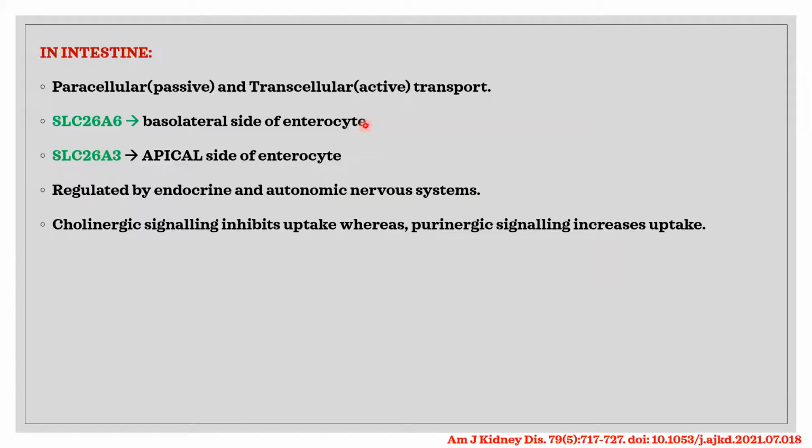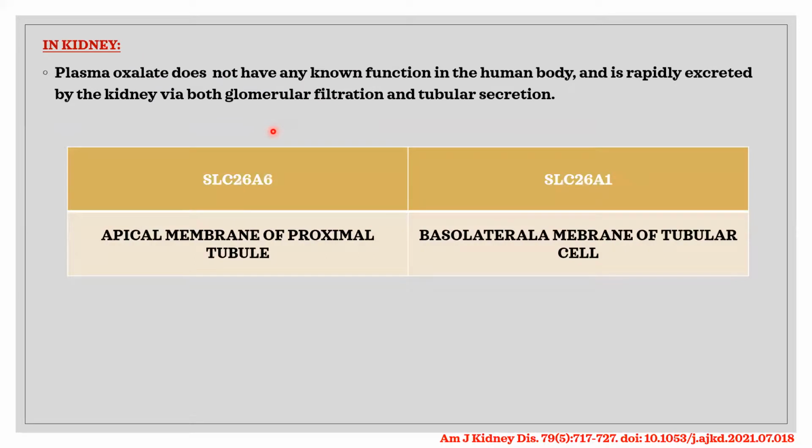and this oxalate is eliminated by the kidney. In the intestine, oxalate absorption mainly happens through paracellular and transcellular transport. SLC26A6 and SLC26A3 are the two transporters which help in the intestinal absorption. In the kidney, plasma oxalate doesn't have any known function in the human body, and it is rapidly excreted by the kidney via both glomerular filtration and tubular secretion. The transporters helpful are SLC26A6 in the proximal tubule and SLC26A1.